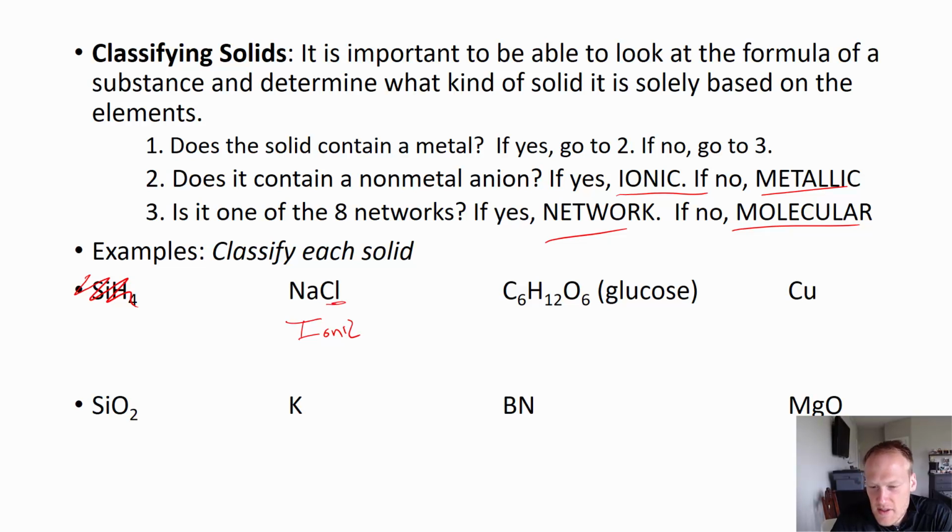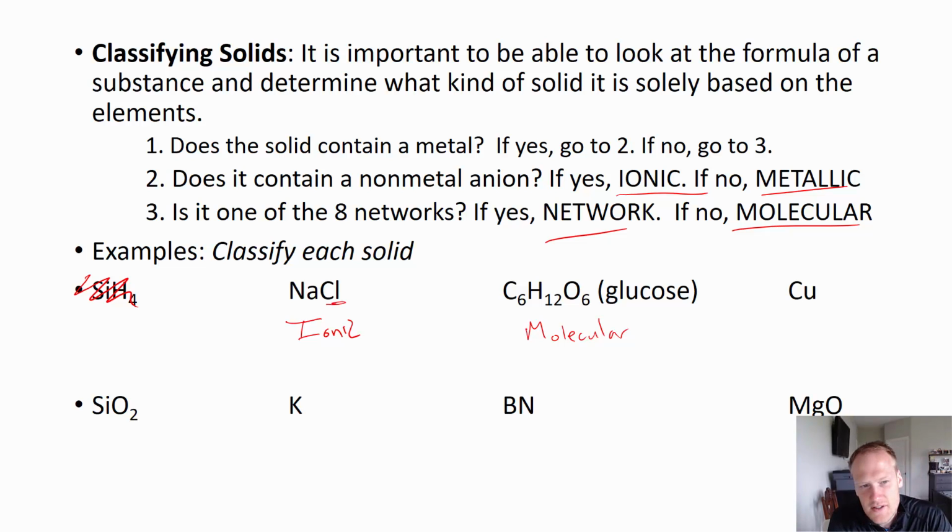Now, some of these you're going to get quicker at. Okay? This one, glucose, we've got carbon, hydrogen, oxygen. Is there a metal present? None of those are a metal. So if no, go to 3. Is it one of the 8 networks? This is not one of the 8 networks. Remember, networks are super strong. Diamond, quartz. Sugar, not that strong. We can melt it. Okay? So we know that this is molecular. It's not one of the 8.